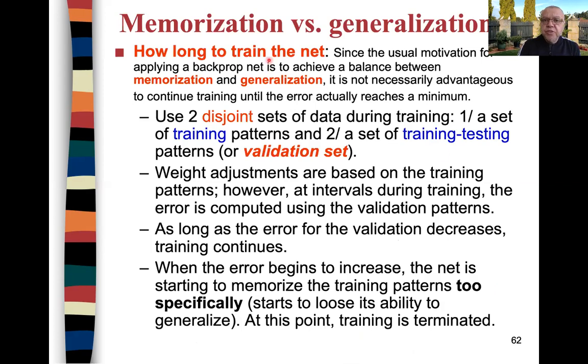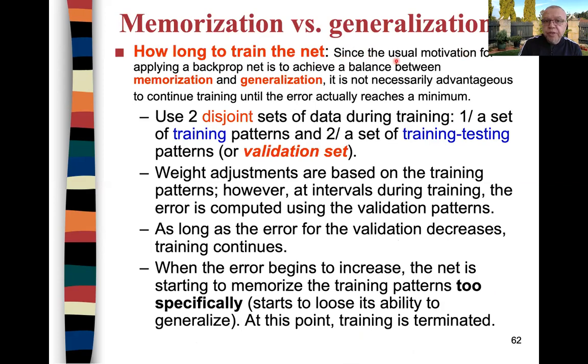So, memorization versus generalization. How long are you going to train the network? So you have a training data set. You do it for 1 epoch, 2 epochs, 3 epochs. How many epochs are you going to do your training for?